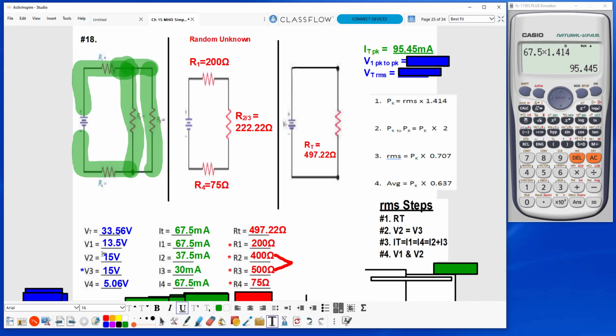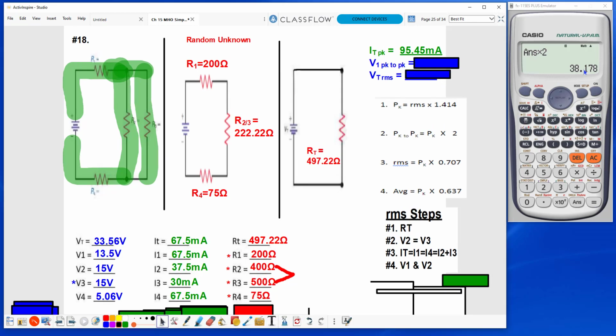V1 peak to peak, well, I have my V1 RMS value here of 13.5. If I multiply it times 1.414, that will give me my V1 peak. And if I multiply that number times 2, that will give me my V1 peak to peak, 38.18 volts.